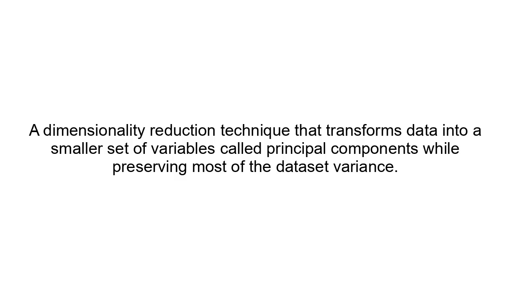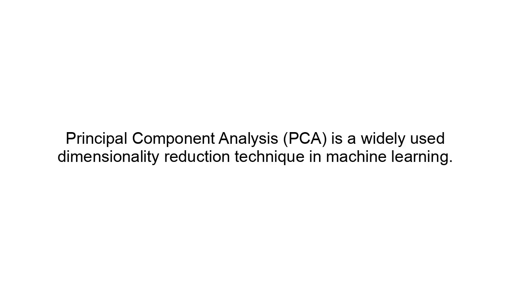Simple definition. Principal component analysis. PCA. A dimensionality reduction technique that transforms data into a smaller set of variables called principal components while preserving most of the dataset variance.